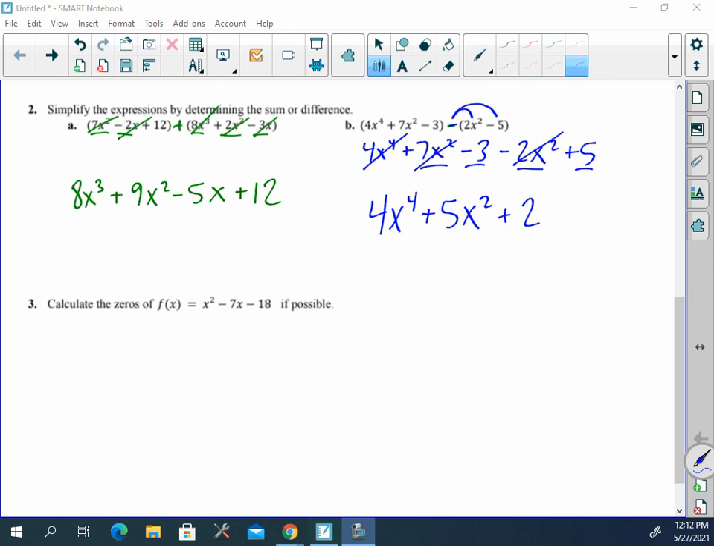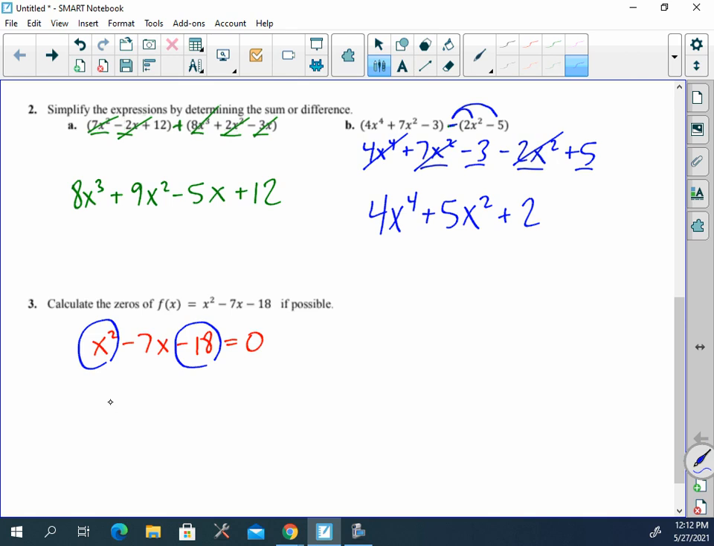All right, so calculate the zeros of this function. What that means is set this equal to 0 and solve. So again, this is in your Mathia. The quickest and easiest way to do this problem is to factor, okay? So it would be a lot like number 1 part D. We would take this A and C term and multiply them.